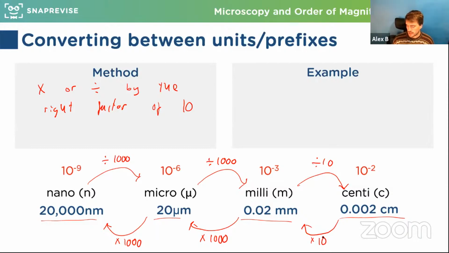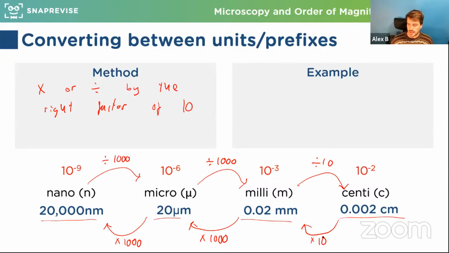So whenever you're going from a large unit to a small unit, you're multiplying. And whenever you're going from a small unit to a larger unit, you need to be dividing. So yeah, don't panic. If you can't remember, just have a think. Think about millimeters and meters and how you would convert between those two.